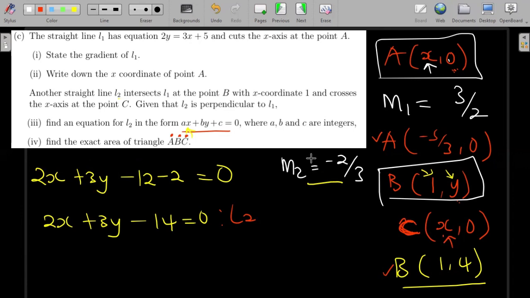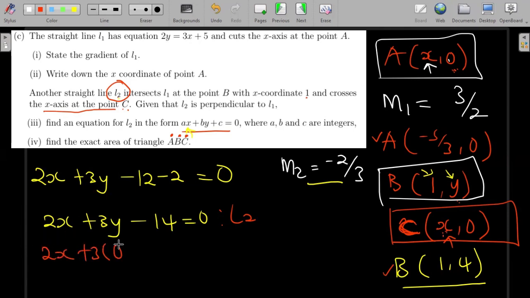Now remember what they said in the question. They said another straight line, line 2, intersects line 1 at point B with x coordinate 1. And then this same line 2 crosses the x-axis at the point C. So if line 2 crosses the x-axis at this point, it means we can put y as 0 and then we can find the x. So we're going to say 2x plus 3 times 0 minus 14 is equal to 0.